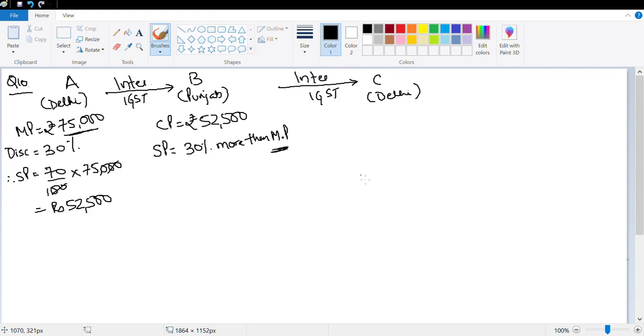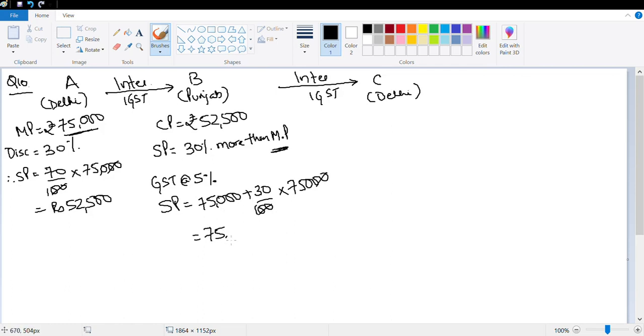Perfect. So he sends it to dealer C in Delhi. GST rate is at 5%. Find the tax under GST paid by wholesaler B to the government. So let's first calculate the SP. SP is equal to MP, which means 75,000 plus 30% more, which is 30 by 100 into 75,000.